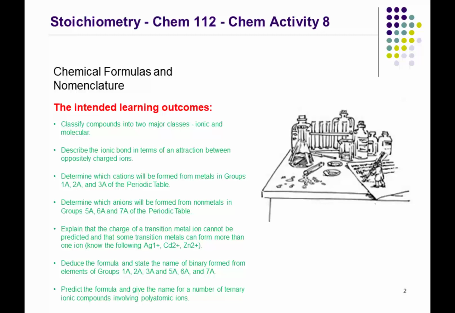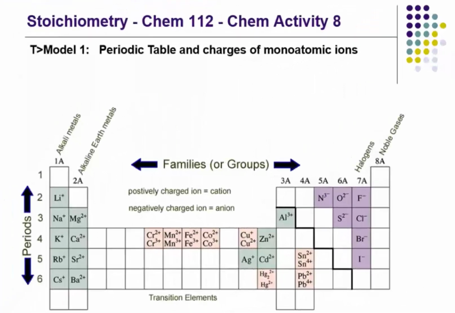the silver, cadmium, and zinc cations have single charges. Deduce the formula and state the name of a binary compound formed from elements 1, 2, 3A and 5, 6, 7A. Finally, to predict the formula and give the name for a compound of ternary ionic compounds involving polyatomic ions. Let us get started. Right here I have the model of a periodic table.